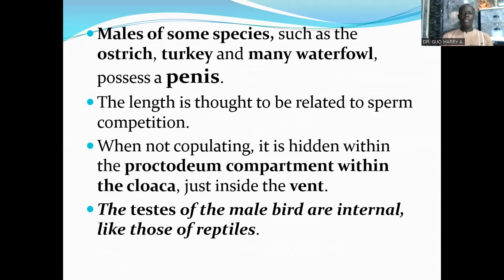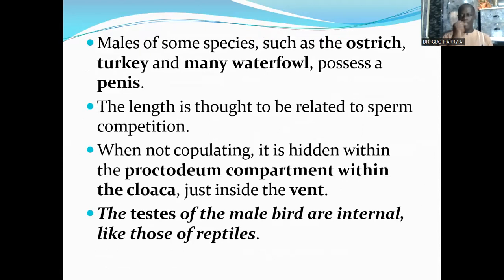When not copulating, it is hidden within the proctodeum compartment within the cloaca, just inside the vent. So the penis is hidden within the proctodeum compartment within the cloaca. The testes of the male bird are internal, like those of reptiles. They do not have external testes. Males of some species, such as ostriches, turkey, and waterfowl, possess a penis.